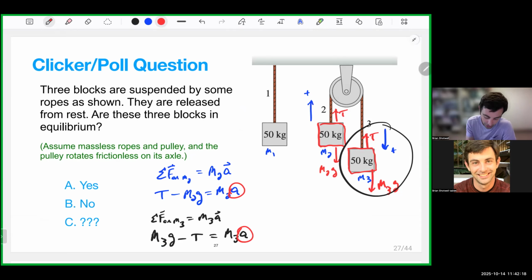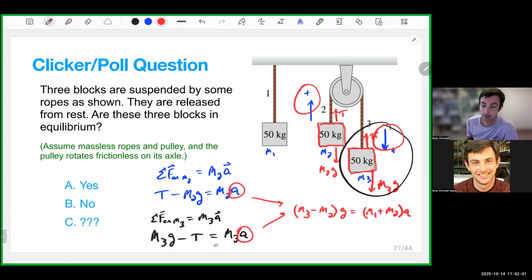Okay, so the whole reason we did this and this, changing the direction for positive, was so that we could use the same A for both these two equations. So if we add the two equations together, meaning we add the left-hand sides and we add the right-hand sides, the T's cancel out and we get M3G minus M2G is equal to M1 plus M2 times A. But M3 and M2 are equal to each other, so this is 0, is equal to the acceleration.